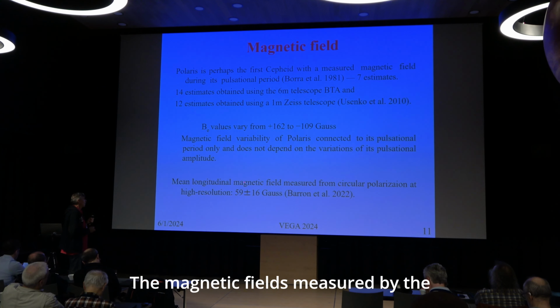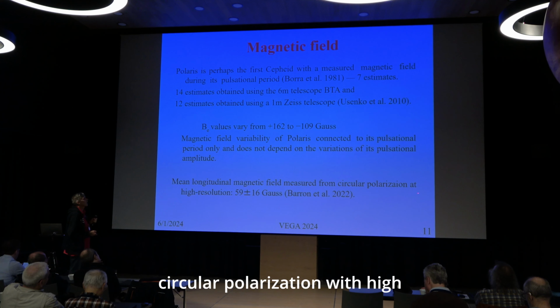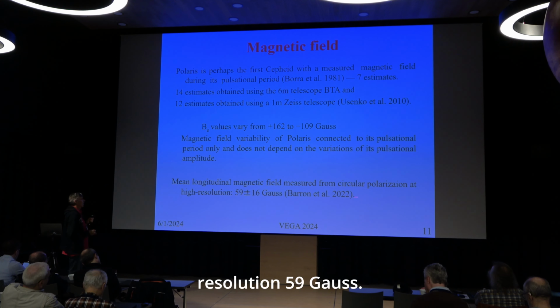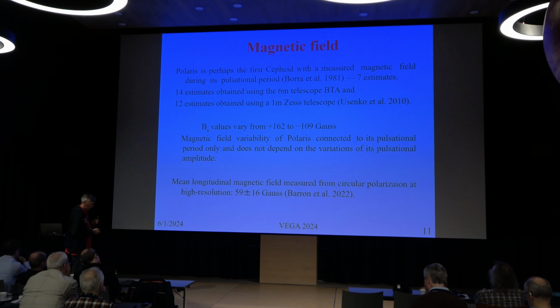Mean longitudinal magnetic field measured by circular polarization with high resolution is 59 Gauss.